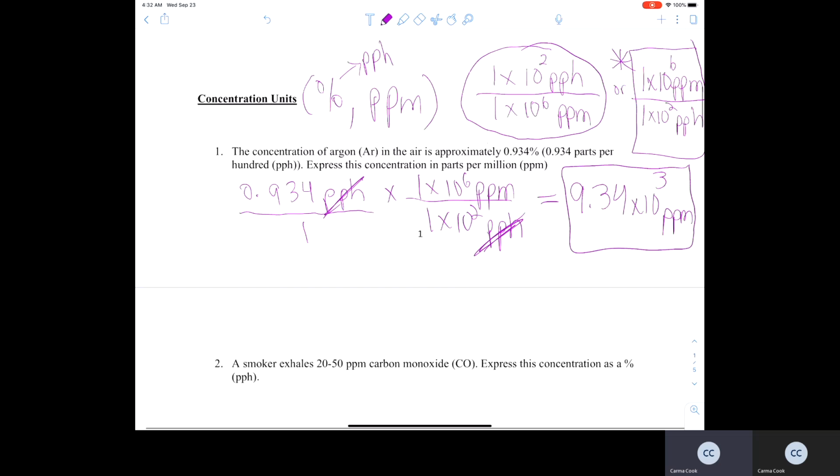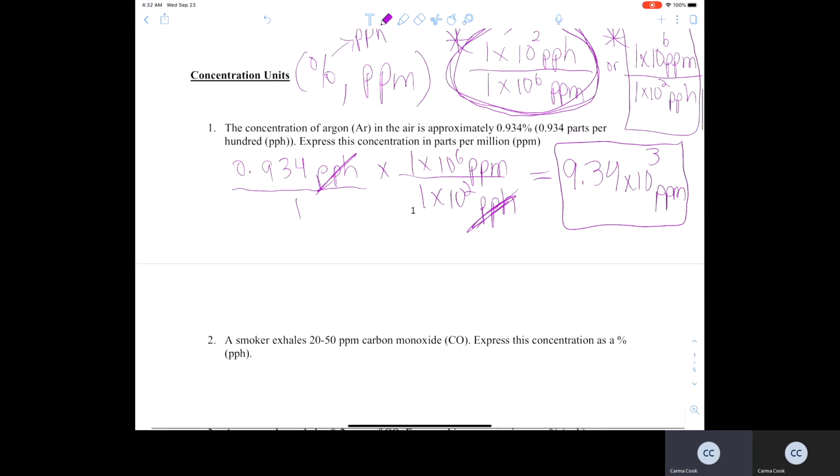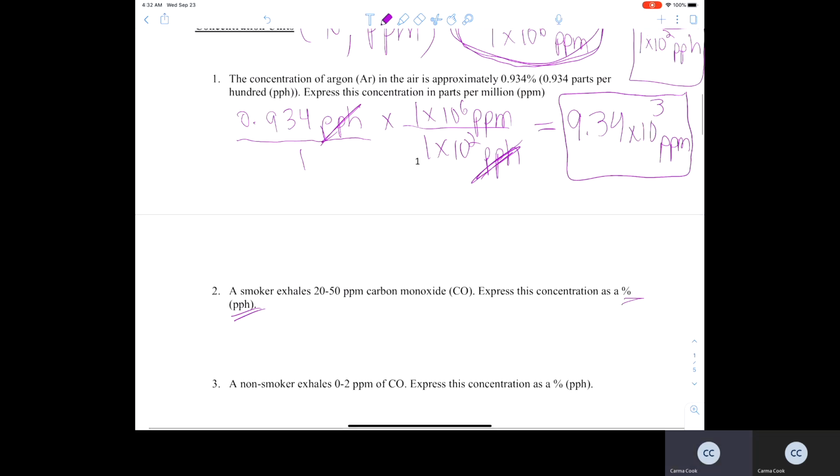For number 2, we're doing the opposite. So for question number 2, we're going to need this form of the conversion factor. We're converting parts per million to percent or parts per hundred. And so a smoker exhales 20 to 50 parts per million carbon monoxide. Express this concentration range as a percent. So 20 to 50 parts per million is equal to how many parts per hundred? So first we take 20 parts per million and we convert it to parts per hundred.